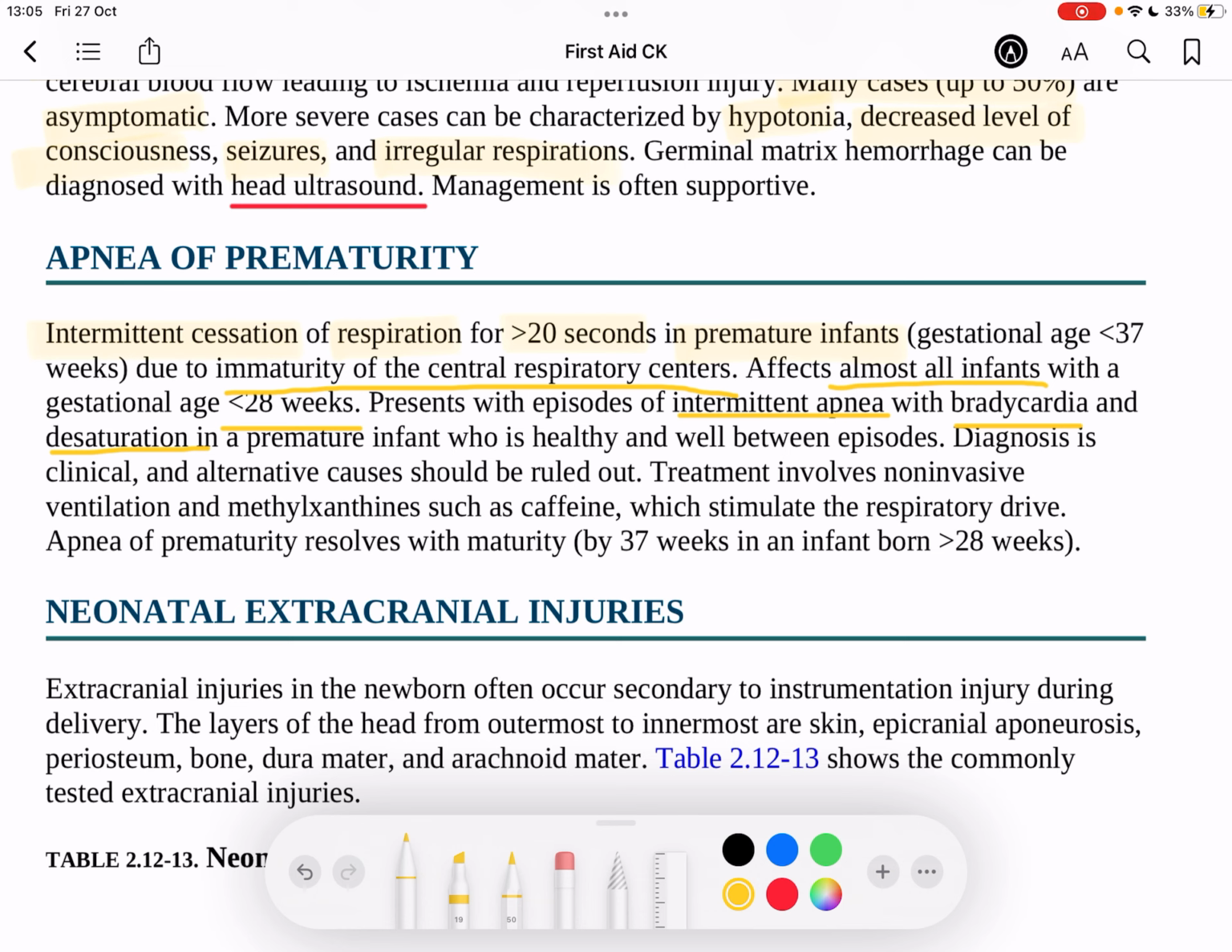Diagnosis is clinical, and alternative causes should be ruled out. Treatment usually involves non-invasive ventilation and even methylxanthines such as caffeine, which can stimulate the respiratory drive. That's actually something I'd never heard of before reading through First Aid. Apnea of prematurity usually resolves with maturity of the respiratory centers in the brain.